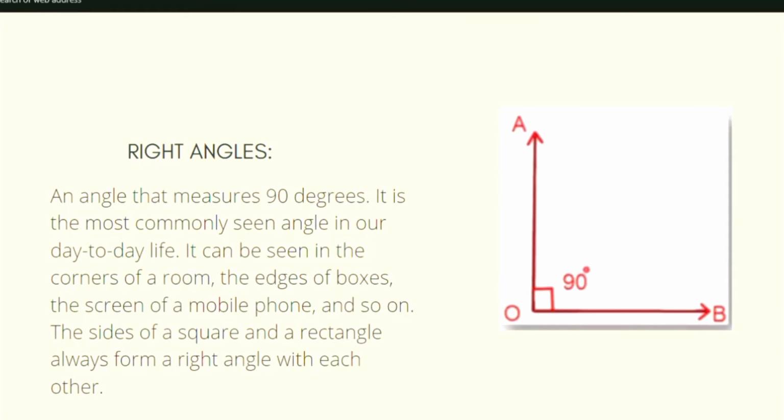Right angles. An angle that measures 90 degrees. It is the most commonly seen angle in our day-to-day life. It can be seen in the corners of the room, the edges of the boxes, a screen of a mobile phone, and so on. The edges of a square and a rectangle always form a right angle with each other.